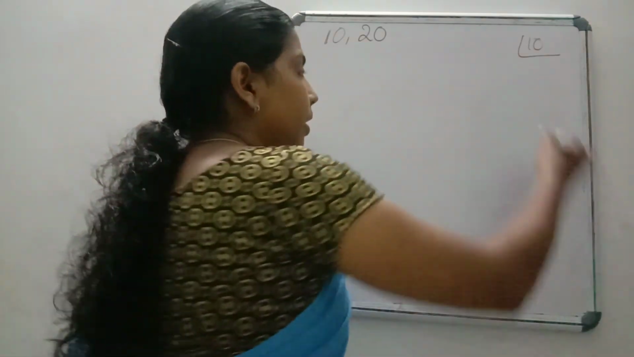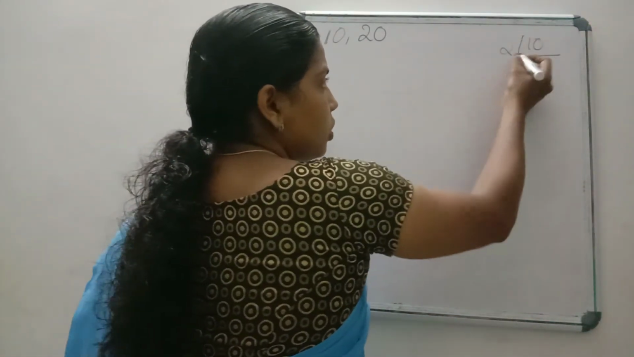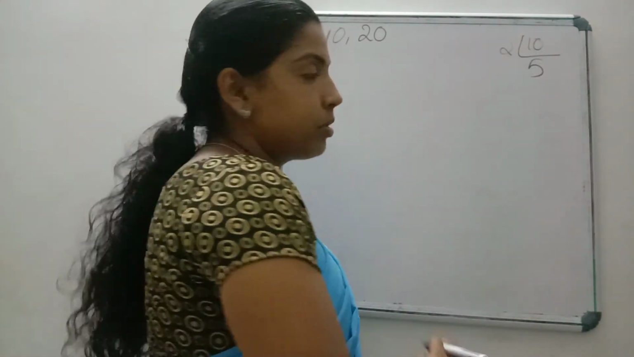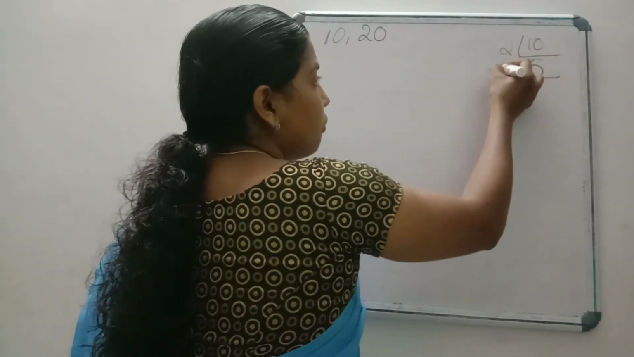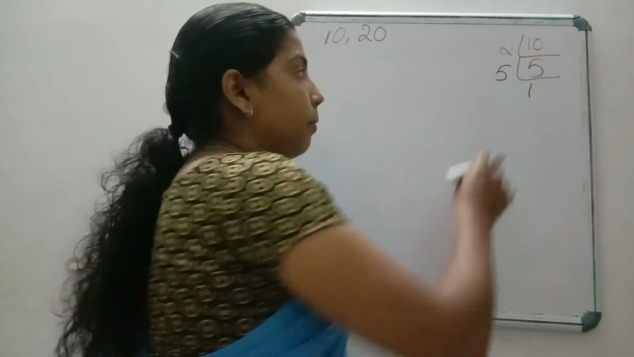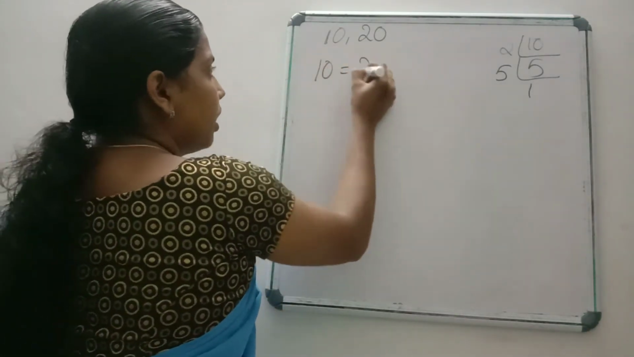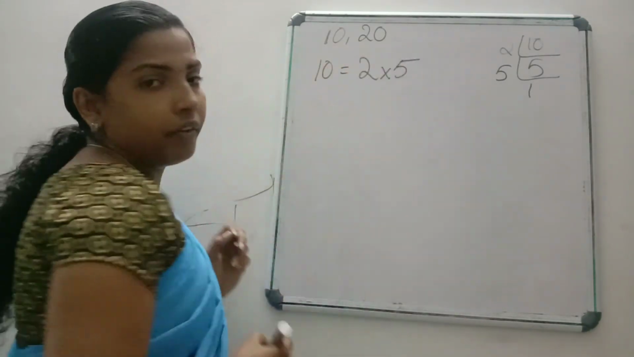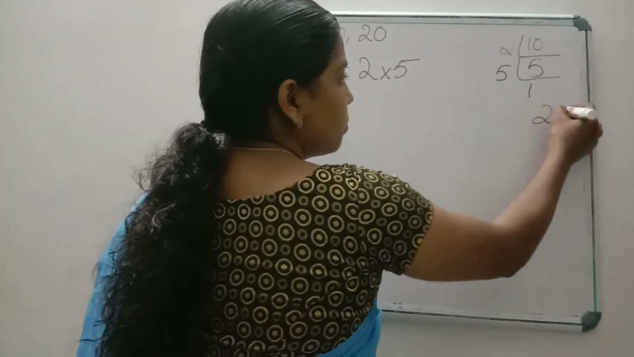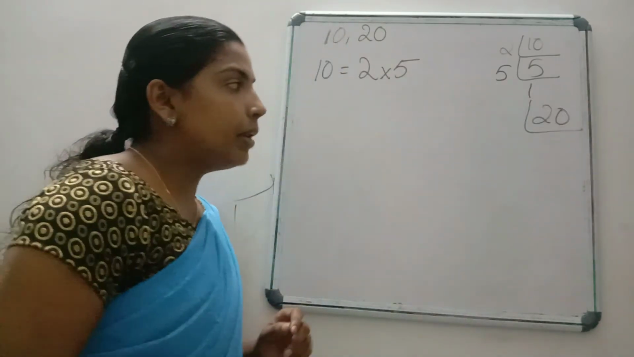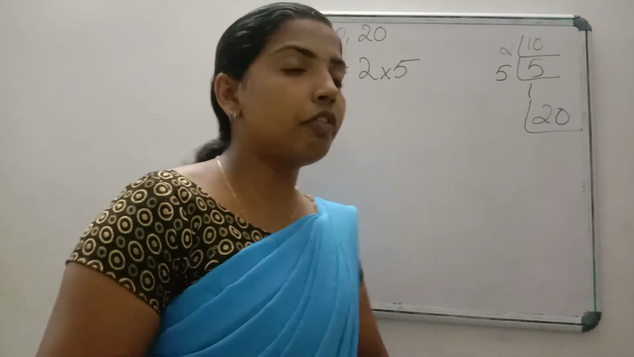10 can be done with which number? Either with 2 or with 5. 2. 2 in 10 how many times? 5 times, because 2 into 5 is 10. In 5 how many times? 1 time. 1 is reached. So prime factors of 10 are 2 and 5. Next number 20. 20 can be done with either 2 or 5.